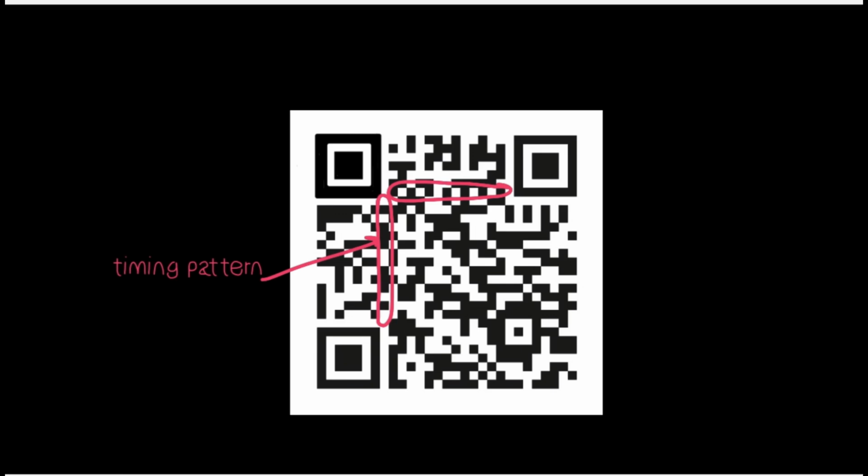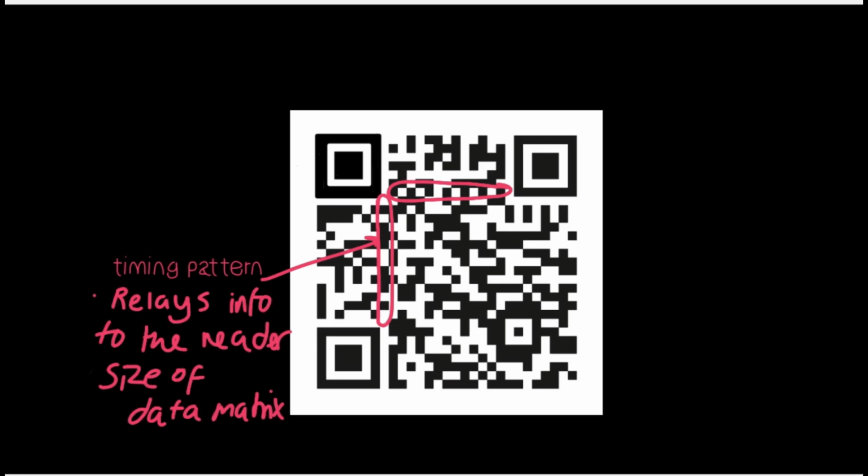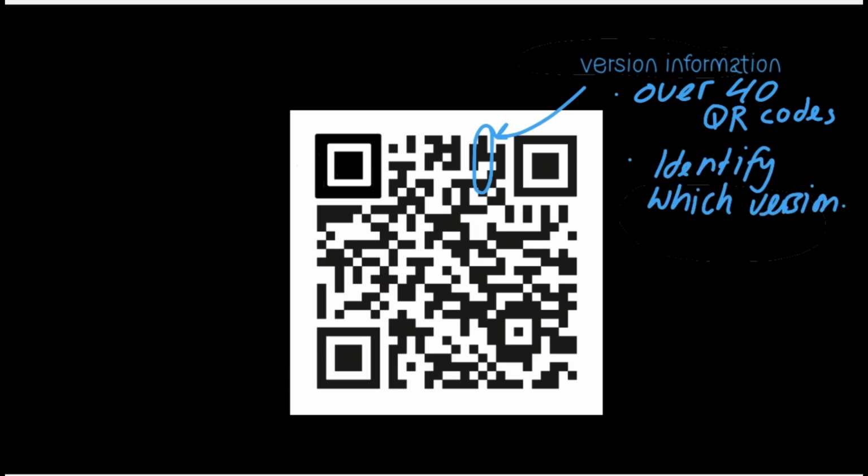We have these things called timing patterns, and they basically relay information to the reader about the size of a data matrix, a series of data in dots. We have these things called version information. There are over 40 QR code versions, and they identify which version it is, kind of like how our smartphones have different versions. We have these things called format information, and they're located around the position markers, and these also carry essential details about the error tolerance and the data mask patterns, enhancing the QR code's scannability.